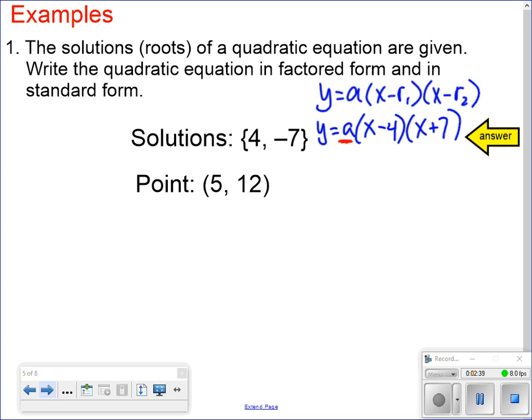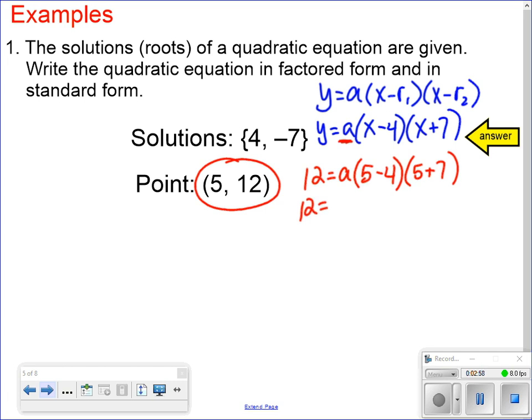So to solve for it, we take a point that's on the graph. So here my point is 5, 12. And I substitute those in for x and y. So my y is 12. My x is 5. I solve for a. 12 equals a times 1 times 12. I get 12 is equal to 12a, because 1 times 12 is 12, times a is 12a. Divide both sides by 12. I get a is equal to 1. So I know that a is equal to 1 in this case.